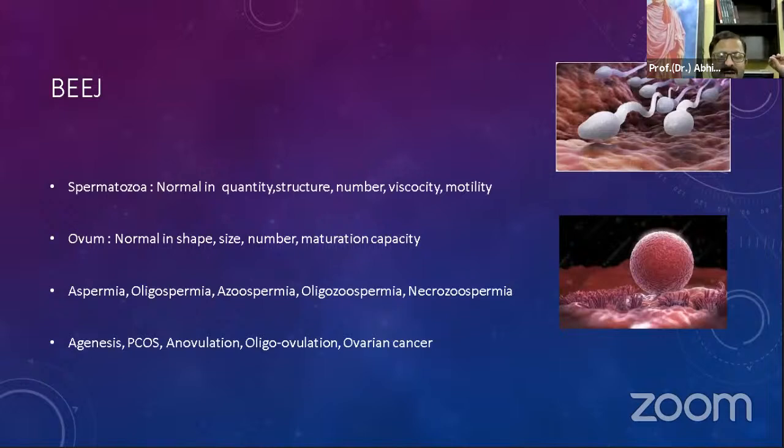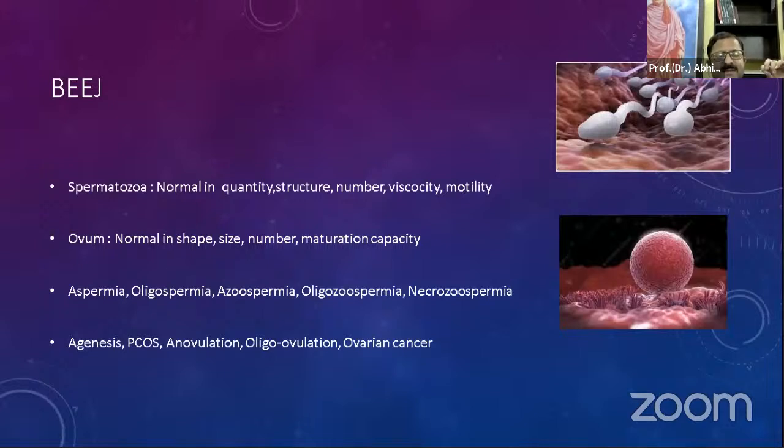Aspermia, oligospermia, azoospermia, necrozoospermia. These are the conditions which are related to abnormal sperms. Again, I would not be going into the detail due to the time constraint and the audience inside the session. But just concentrate upon the terms.